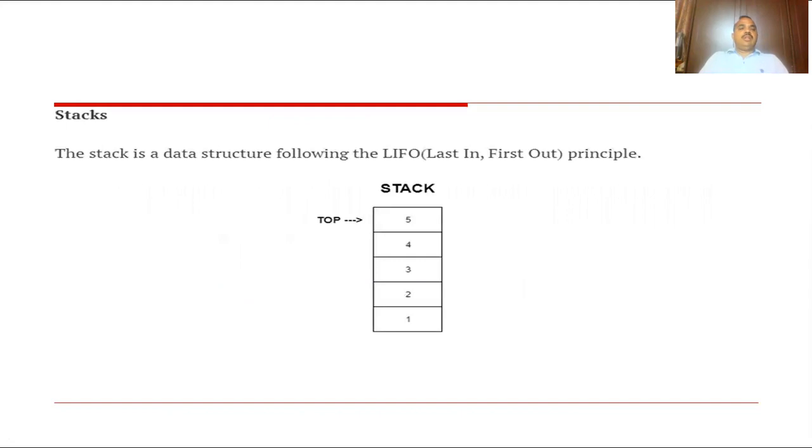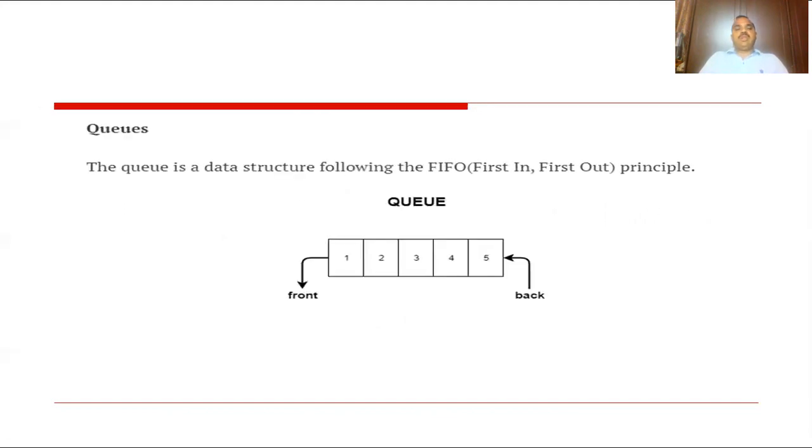Then stacks. Stack is a data structure. Is it linear? Yes, a linear data structure. Then there are two operations, insert and delete, done at only one end. That is called the top end of the stack. This is called LIFO. LIFO means last in first out, which means the last inserted element is the first removable element.